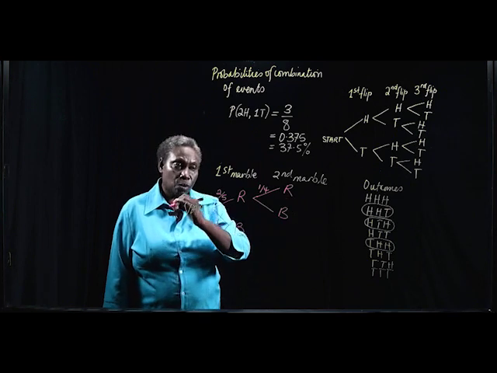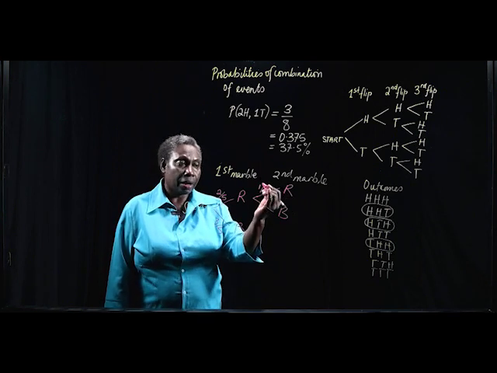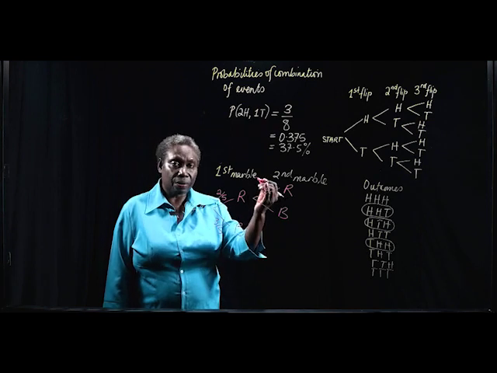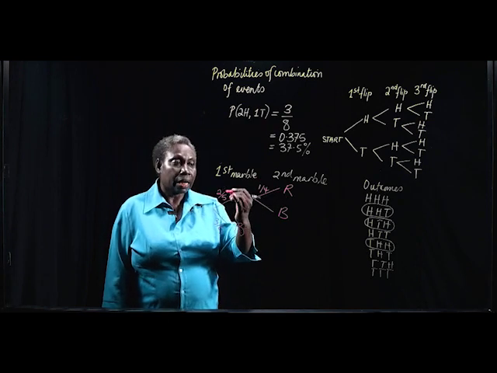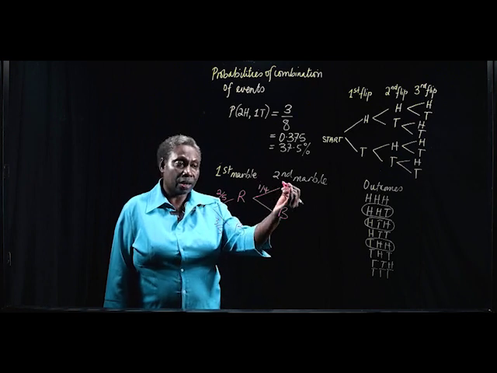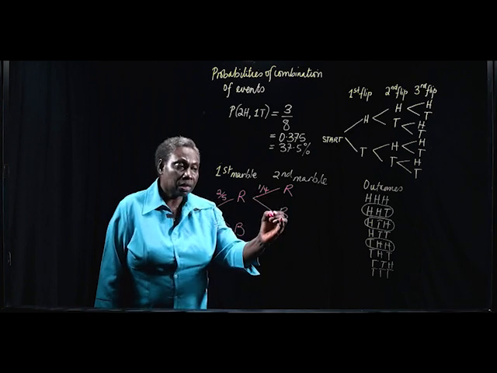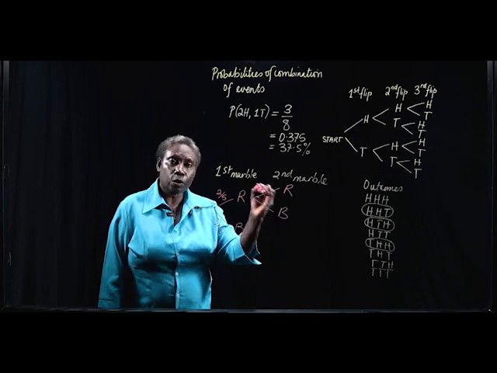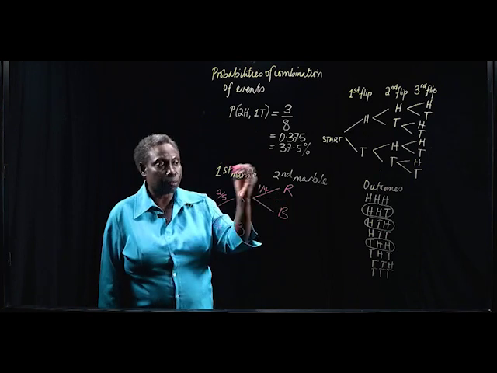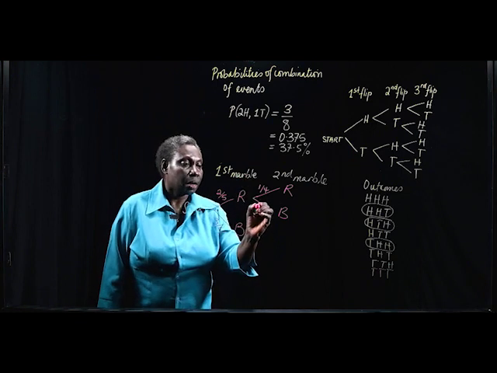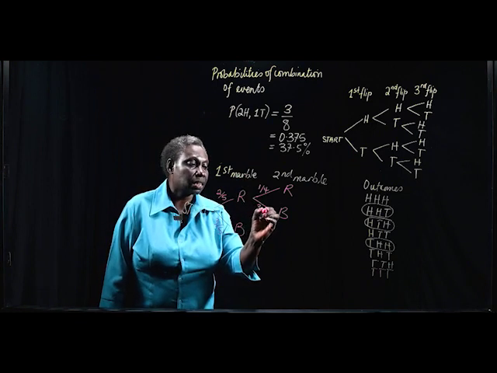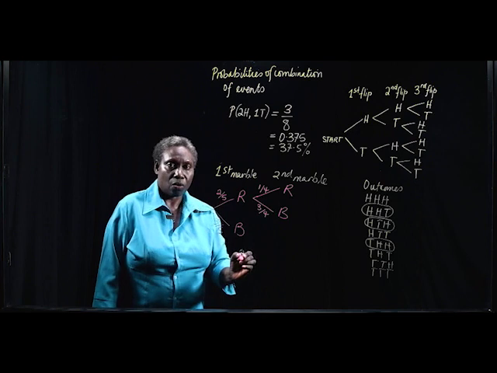When I have removed the first marble, I am now left with 4 marbles. And if it is a red marble that I have removed, then the probability now for the red marble will be 1/4. But the probability for the blue marbles will not be affected because I have removed 1 red marble, so this one will still remain as 3/4.